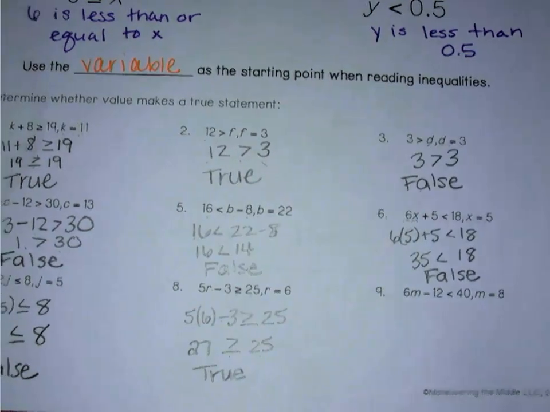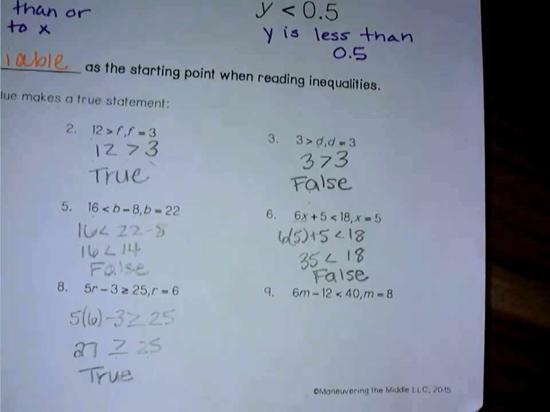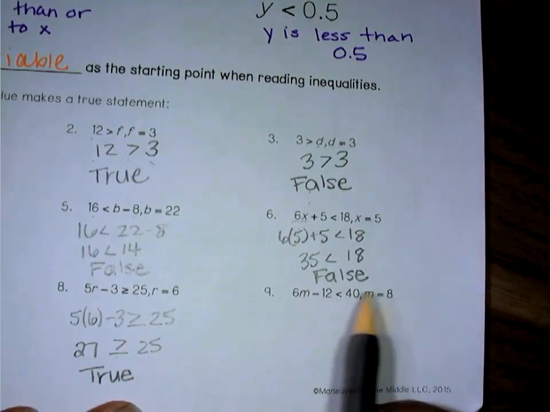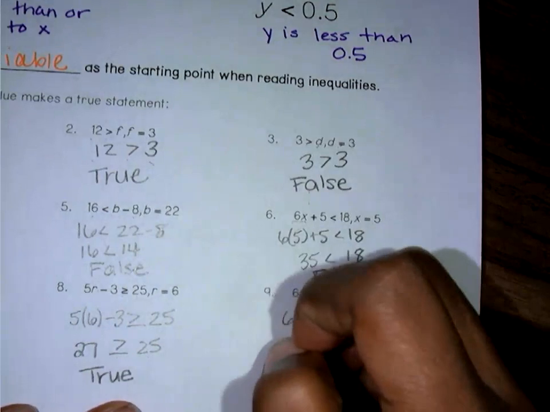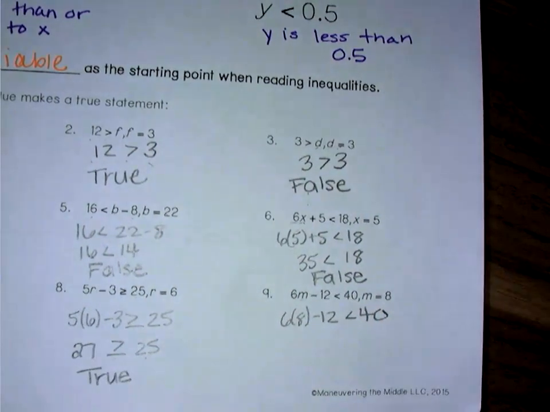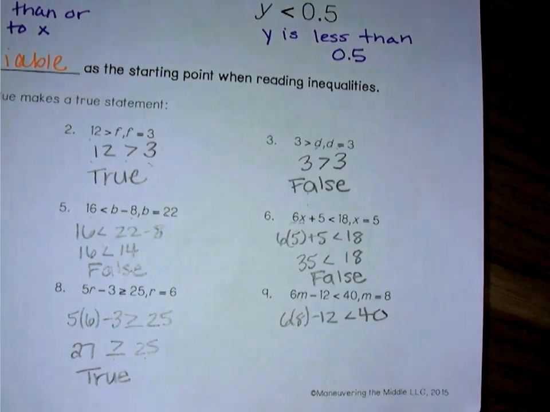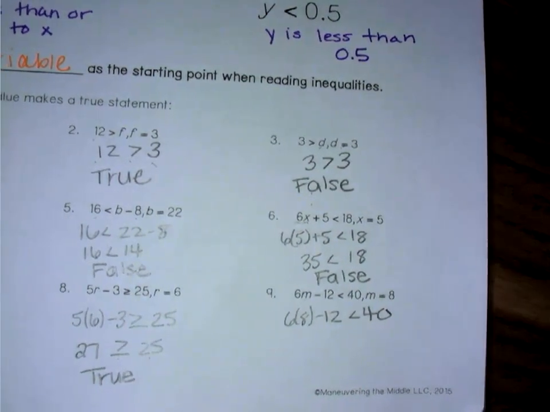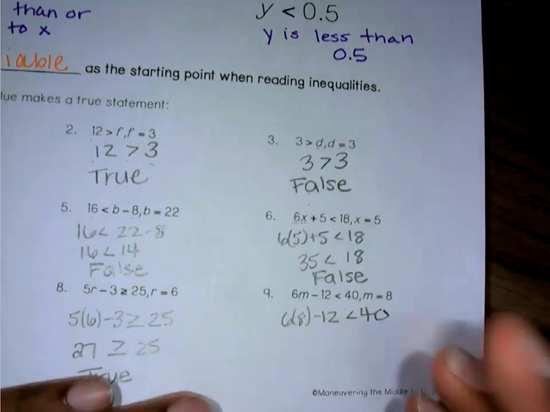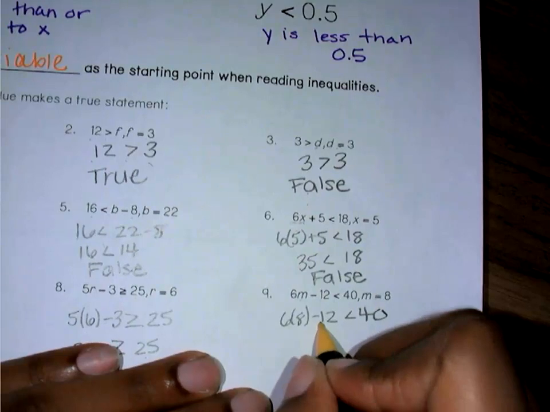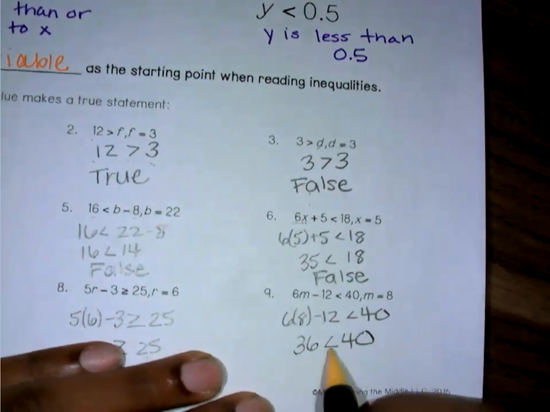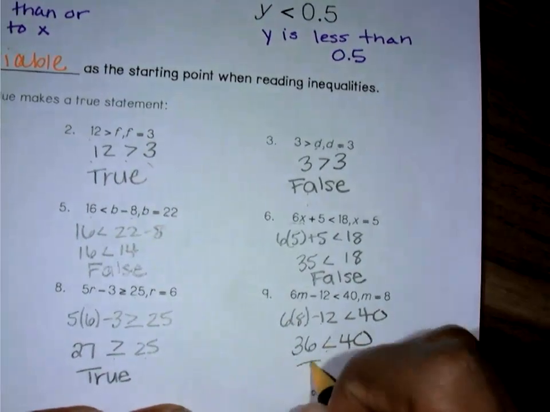And number 9 over here, it says 6m minus 12 is less than 40 when m equals 8. So I'm going to plug in that 8 right there. All right. I know that 6 times 8 is 48. And 48 minus 12 is 36. Is 36 less than 40? Yes, that is true.